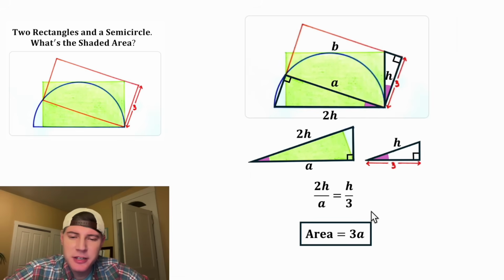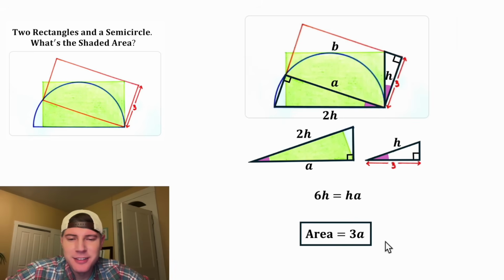We can get rid of these denominators by multiplying both sides by 3a. On the left-hand side, the a's are going to cancel each other out, leaving us with 6h. And on the right-hand side, the 3's are going to cancel each other out, leaving us with ha. That's funny. Now we have an h on both sides of the equation. Let's divide both sides by h, and that'll leave us with 6 is equal to a.